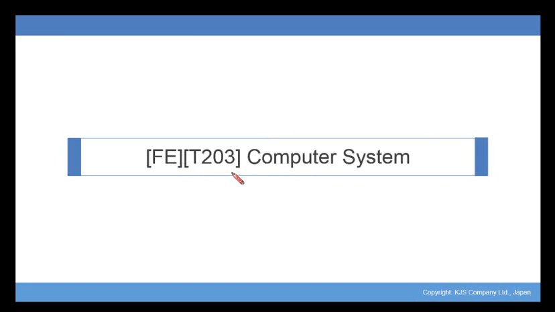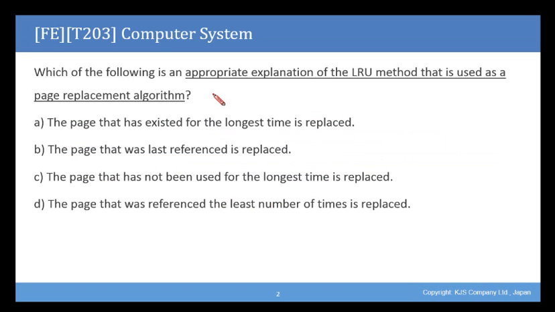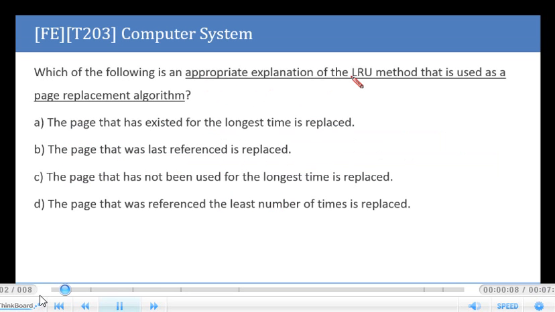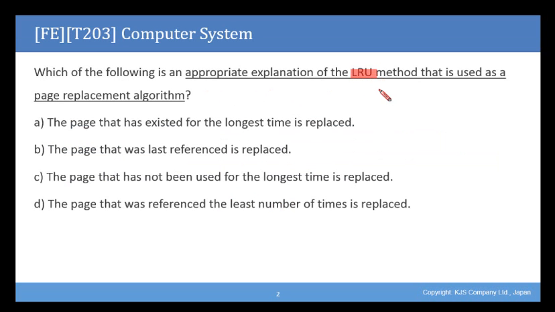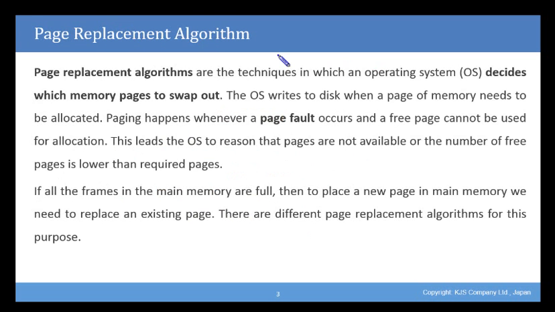FET203 Computer System. Which of the following is an appropriate explanation of the LRU method that is used as a page replacement algorithm? Is it A, the page has existed for the longest time and is replaced? Is it B, the page that was last referenced is replaced? C, the page that has not been used for the longest time is replaced? Or is it D, the page that was referenced the least number of times is replaced?